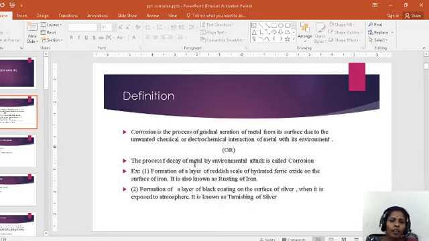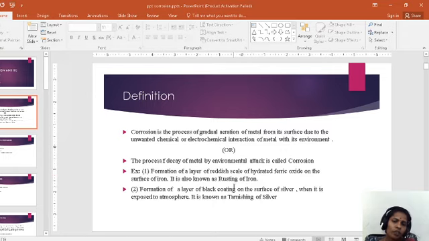It is also defined as the process of decay of metal by environmental attack. So here decay is nothing but decomposition. When the metal is reacting with unwanted chemicals or the dust particles in the environment, the metal starts decomposing. That decomposition of the metal with the environment is called corrosion.